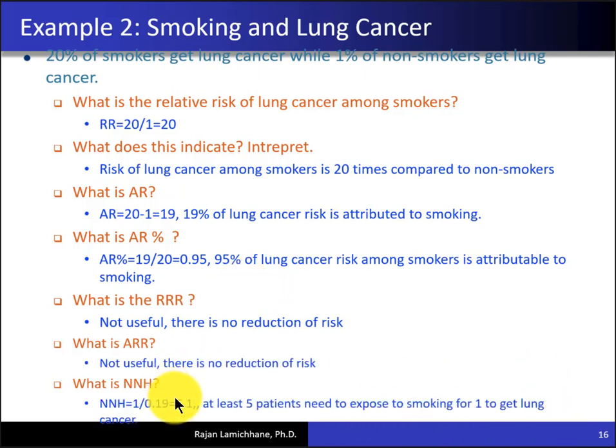And similarly, to calculate number needed to harm, you take the reciprocal of attributable risk, and this is 1 over 0.19. And remember that this 0.19 is per unit. Here we have attributable risk defined per 100, so 0.19 is per unit. So it is 1 over 0.19, which is 5.1. It means at least 5 patients need to be exposed to smoking for 1 to get lung cancer.